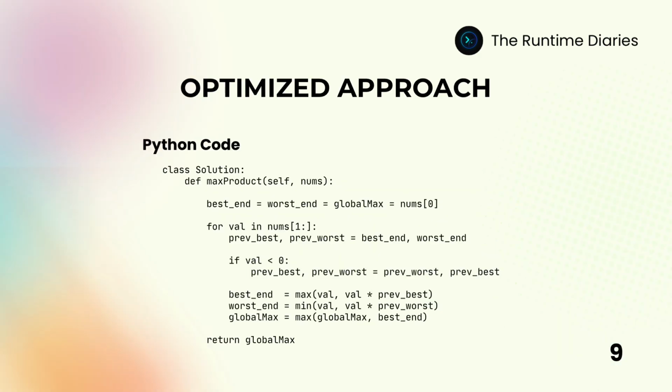Now that we understand the pattern, here's the O(n) optimized solution. We initialize the first value as both our best and worst ending products, as well as the global max. For each new number, we store the previous best and worst. If the number is negative, we swap them, because multiplying by a negative flips their roles. Then we compute new best and worst endings and update the global max. That's it. One loop, no nested calculations, constant memory.